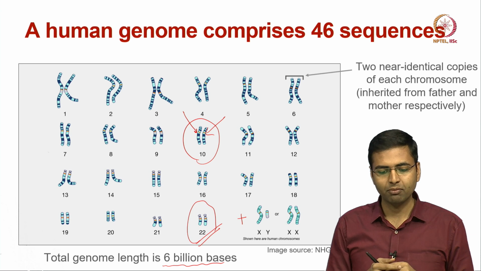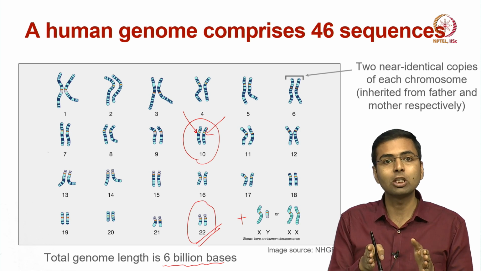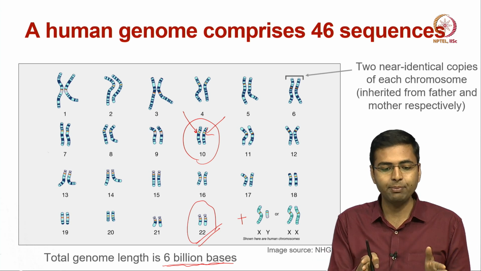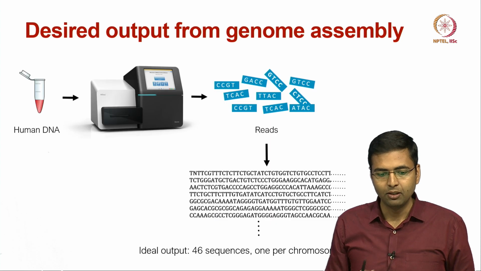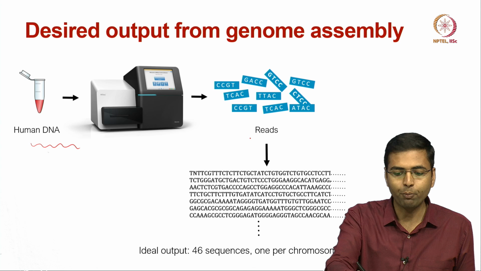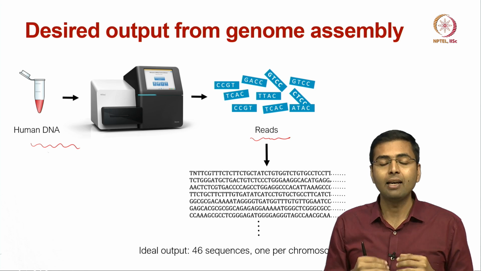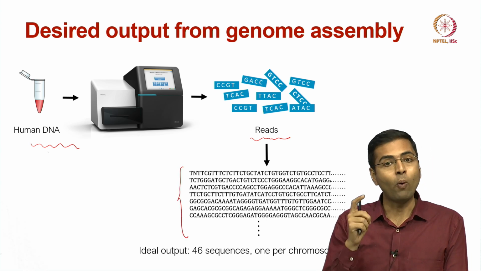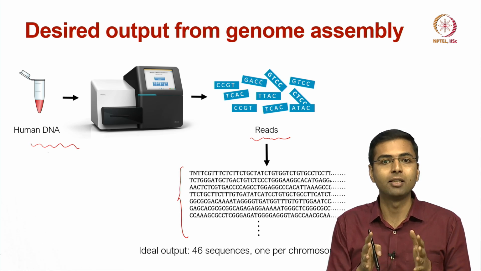In the genome assembly problem, if we are assembling a human genome, the goal is to know the sequence corresponding to the entire genome, that is, the entire 6 billion bases sequence that tells me the genome sequence of all 46 chromosomes. So once we have sequenced the DNA and obtained the read fragments as output from the sequencing instrument, the ideal output of the genome assembly problem is 46 sequences, one per chromosome. That is the ideal output that we would want from a genome assembler.